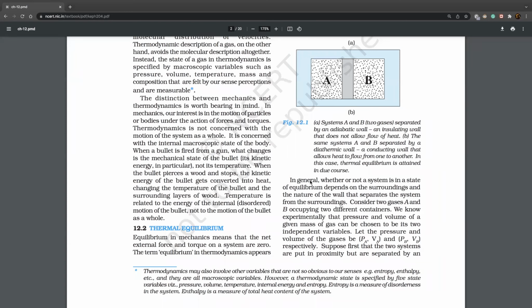So as it says here, in general, whether or not a system is in a state of equilibrium depends on the surroundings and the nature of the wall that separates them from the surroundings. As we saw, the adiabatic wall means that there is no transfer of heat, and the conductive wall means the transfer of heat is there, and thermal equilibrium will be obtained when there is no net drastic change between the two.